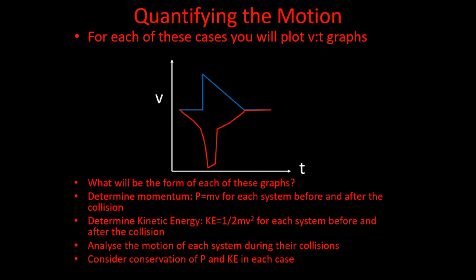For each case, you will have to look at momentum, p equals mv, for each of the carts, and how momentum was distributed between the two carts in the system before and after each of the collisions. You will also have to determine the kinetic energy, half mv squared, for the system, and look at that distribution both again before and after collisions. And analyse the motion and really talk about conservation of momentum and kinetic energy in each case.